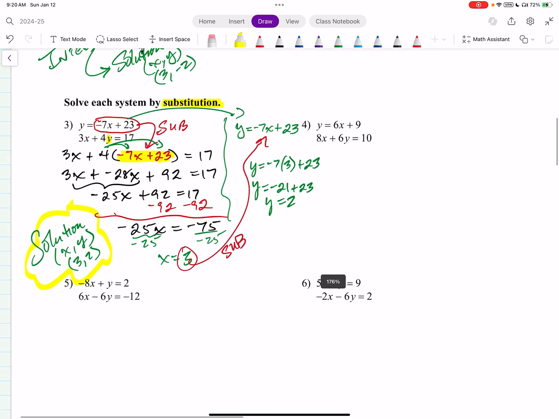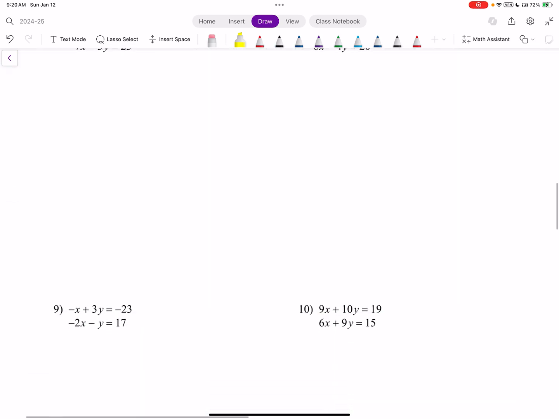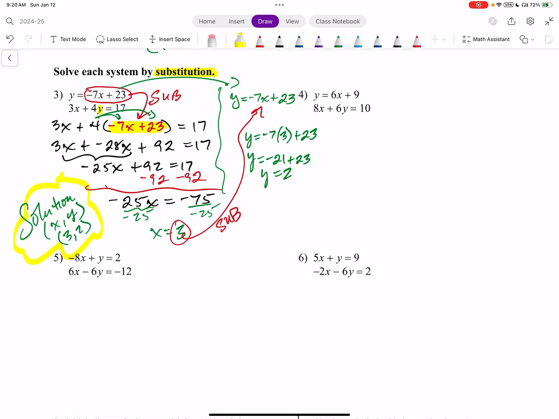Okay, so let's start talking about the substitution method first. I did number 3 already in class, so I'm going to pick a few in a variety here. I'm not going to do all of them. You just need a few of them here to get the right idea. All right, so if you need some help, let's take a look at number 4. Okay, now y is already isolated right here, and it's equal to 6x plus 9.